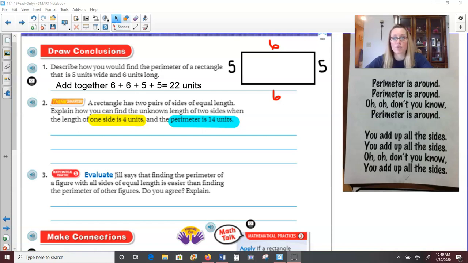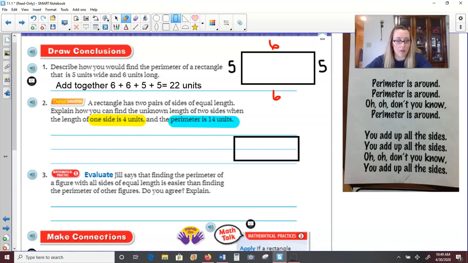So I'm going to draw out another image of a rectangle here just to help visualize what it is this problem is talking about. So with a rectangle, we know that top and bottom are the same length and the two sides are the same width. So if one side is 4 units, I'm just going to pick a side, let's go with the top, and label it as 4. And that means the bottom is also going to be 4 because we know opposite sides are equal.